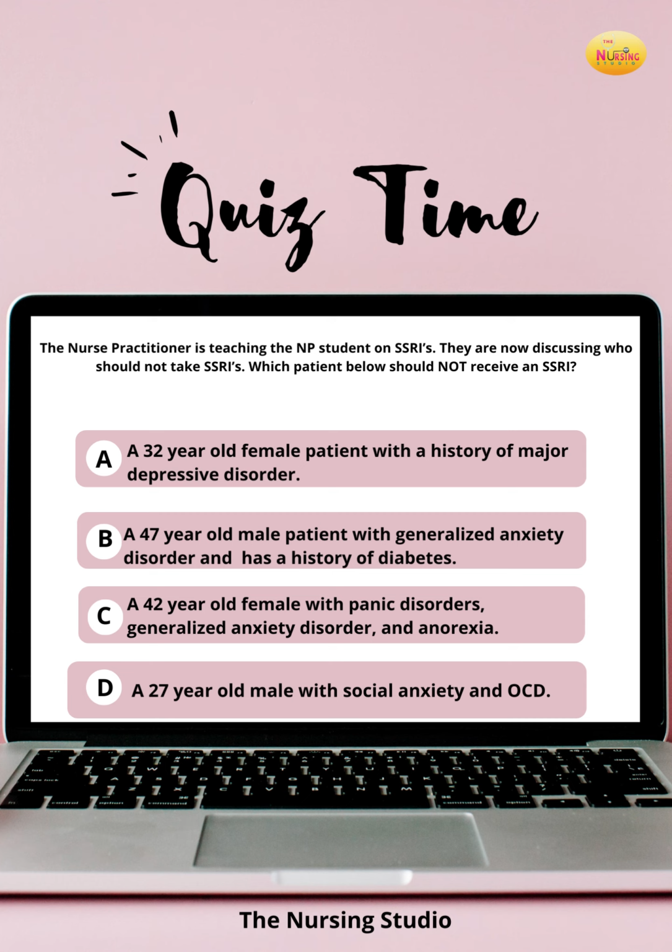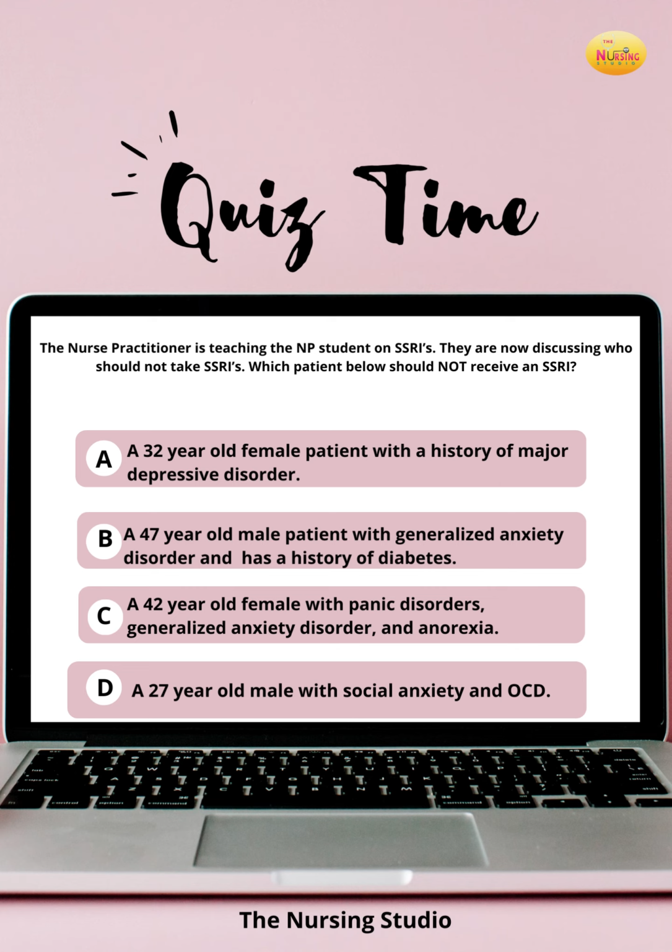But let's look at D too. D says a 27-year-old male with social anxiety and OCD. Nope. Those are also first line therapy. SSRI also first line therapy for those. So remembering, and I have a video on SSRI, so go check it out. SSRIs are first line therapy for our major depressive disorders, our generalized and social anxiety, our panic disorders, those OCDs, things of that nature. But you remember that with SSRIs, people that have appetite issues, who may have anorexia, who may be malnourished, you don't want to give those because it suppresses the appetite.